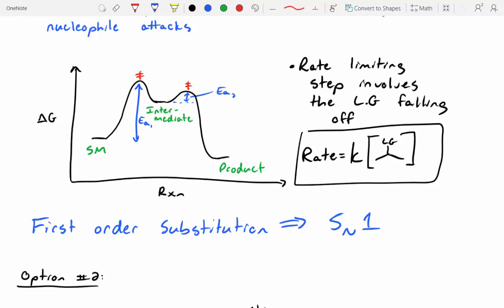the first hump you have to overcome is really, really large. You're forming a very unstable intermediate that's high in energy, so that first activation energy is going to be a very large barrier. Going from the carbocation intermediate to the product, it's a pretty low hump, so that's not going to be your rate determining step. The rate determining step for this reaction is going to involve your leaving group falling off, and we can describe this with a rate equation.